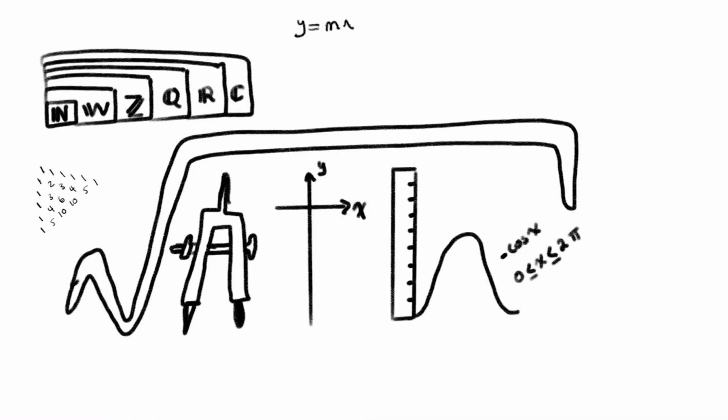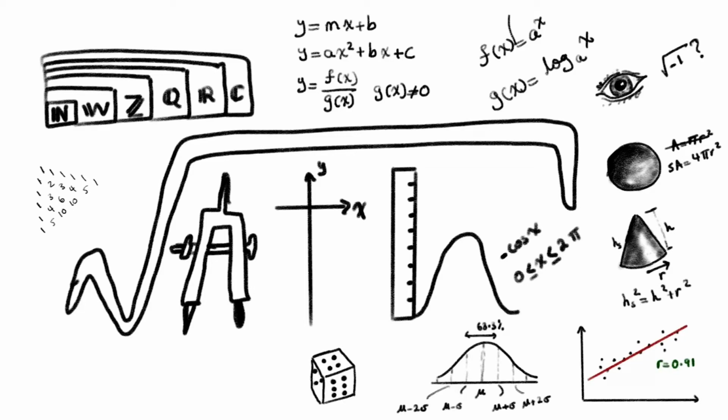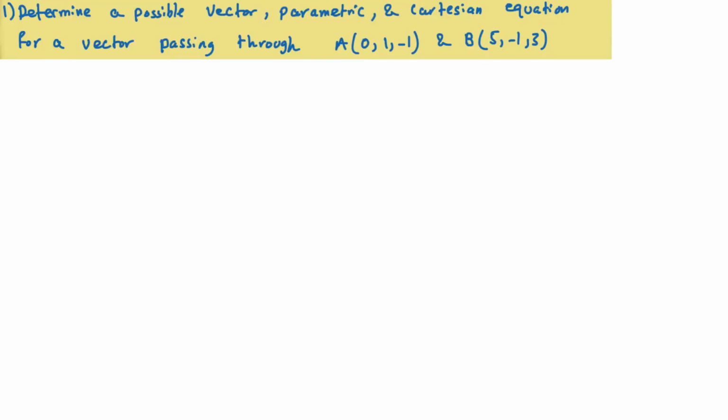Welcome to the full solution to the practice questions from lesson 14, lines in 3 dimensions. For our first question, we want to determine a possible vector, parametric, and Cartesian equation for a line passing through points A and B.